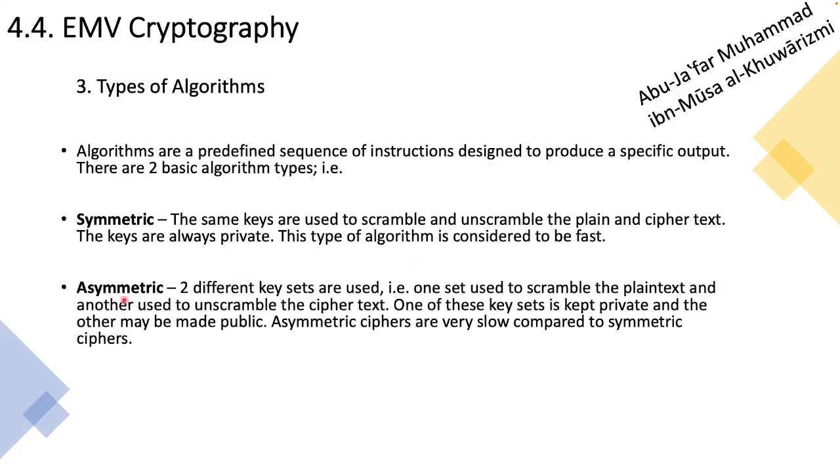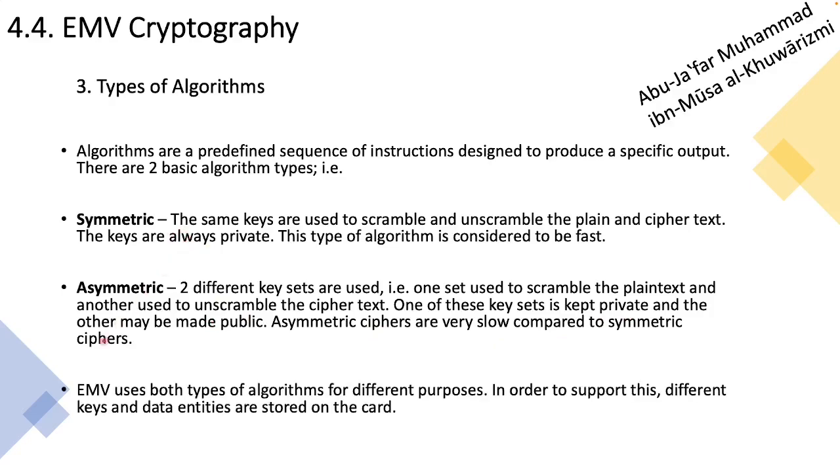The next type is asymmetric algorithms. Now, with asymmetric algorithms, you use two different key sets. The first key set is used to scramble the plain text data, and a different key is used to unscramble the encrypted data back into its original form, right? So one of these key sets is kept private, and it's known as a private key, and the other one may be distributed in public, widely distributed, and that's known as a public key. Asymmetric ciphers are very slow when compared to symmetric cryptography.